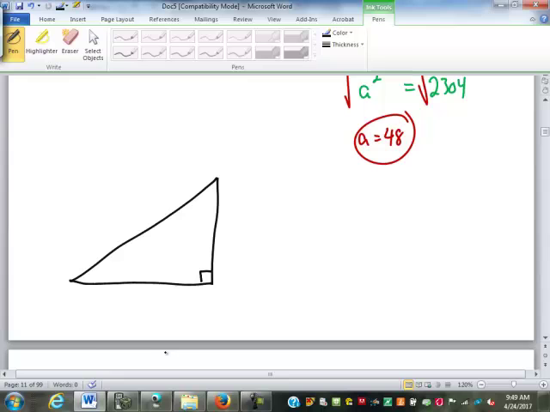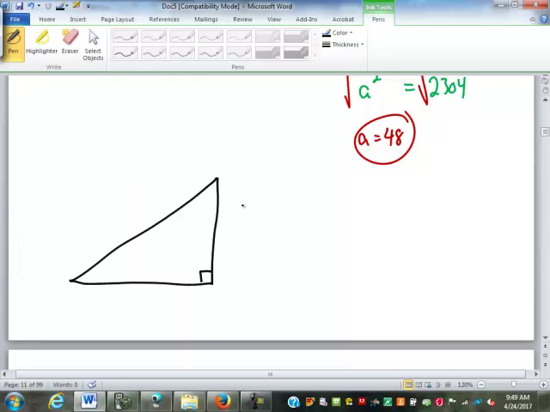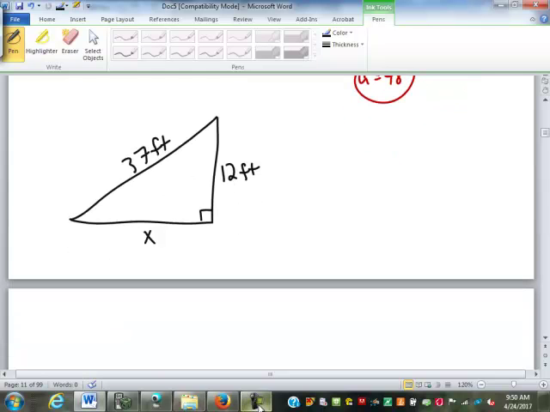I want you guys to try to find for me, somebody give me a number between 10 and 20. 12? Okay. So let's say this is 12 feet. This is 37 feet. Find that side. So in your notes, find that for me.